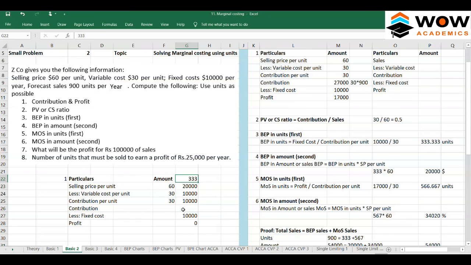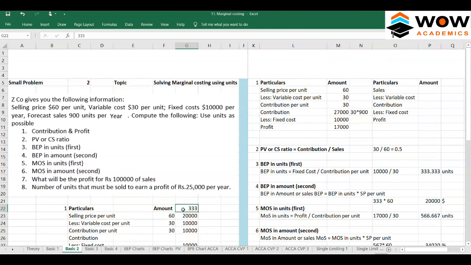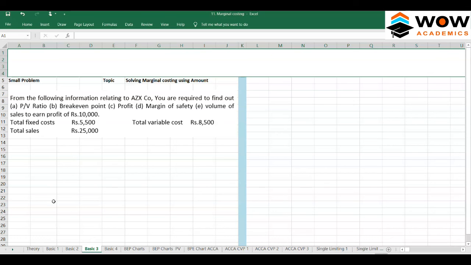So at BEP units, your profit will become 0. Loss will be 0. So that's about this problem. We'll do another, very similar problem next. So we'll take a break and then we'll do it.